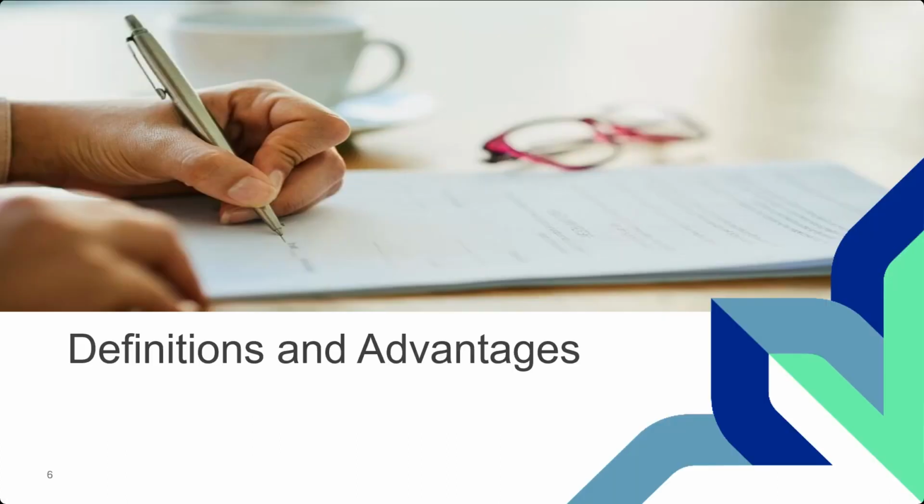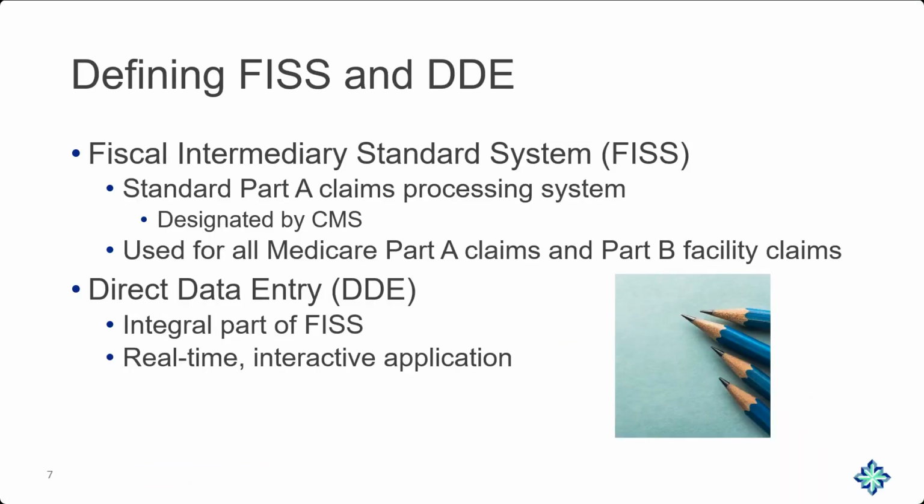So the next thing I want to do is define FIS and DDE and tell you about some of the advantages. So a lot of you may already know this, but for those of you that don't, we want to break it down just a little bit more. The Fiscal Intermediary Standard System is the processing system that was chosen or designated by CMS to be used for all Part A and Part B facility claims.